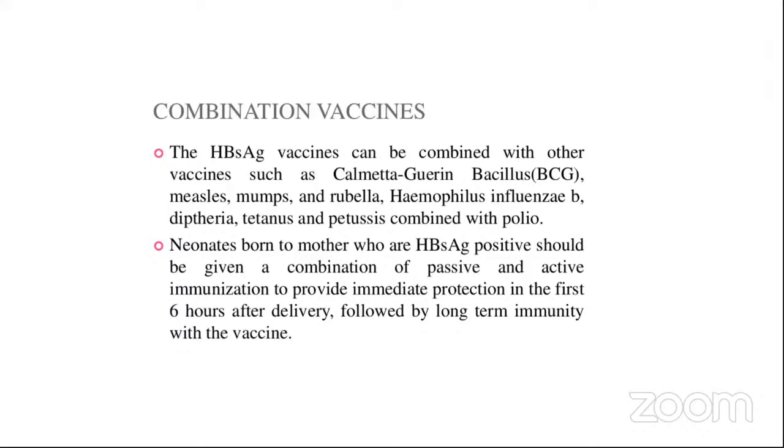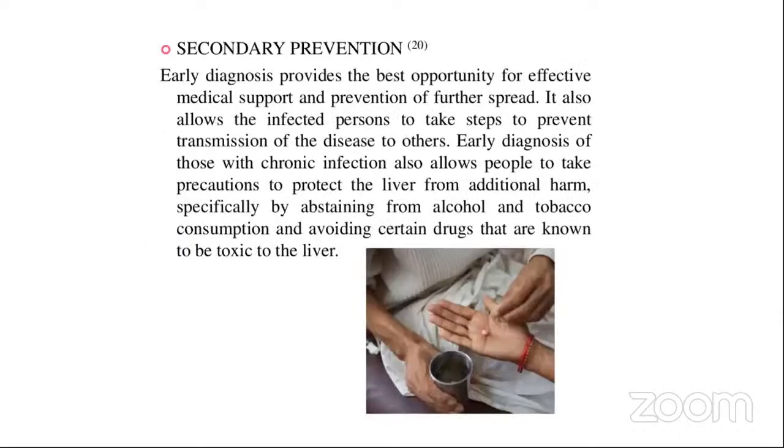A combination of vaccines can be done. The hepatitis B surface antigen vaccine can be combined with the Calmette-Guérin bacillus, that is the BCG vaccine, and measles, mumps, and rubella. We can also protect health by combining with the diphtheria, tetanus, and pertussis vaccine, as well as the polio vaccine. In this way, the neonatal or newborn child can be protected, and we also immunize the mother.